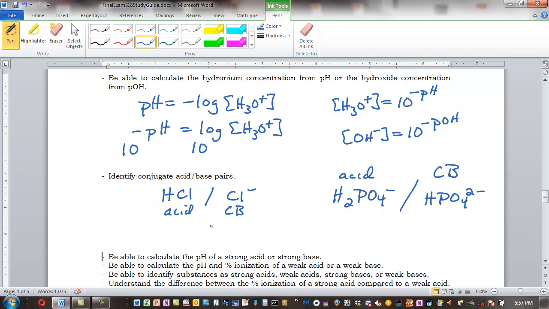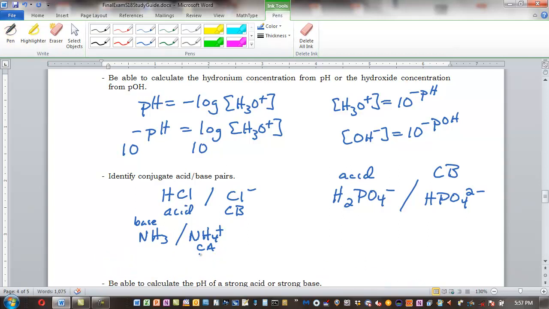Now we can also go the other way. If we have a base, we can write its conjugate acid. Here's ammonia, which is a base. What does its conjugate acid look like? NH4+, so one more H+. This would be the conjugate acid of that base. Be careful: some of the weak bases are hard to recognize. This would be another weak base.